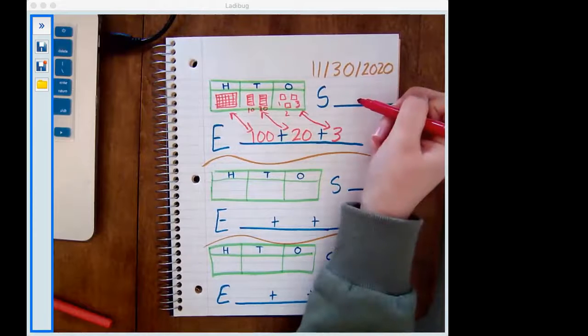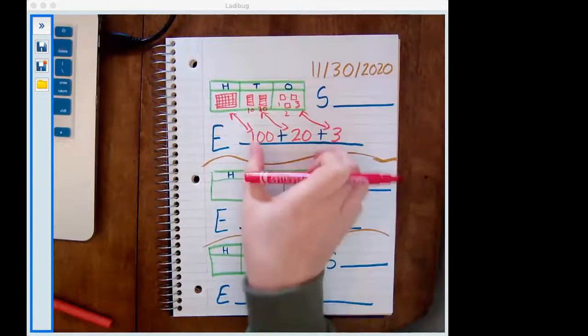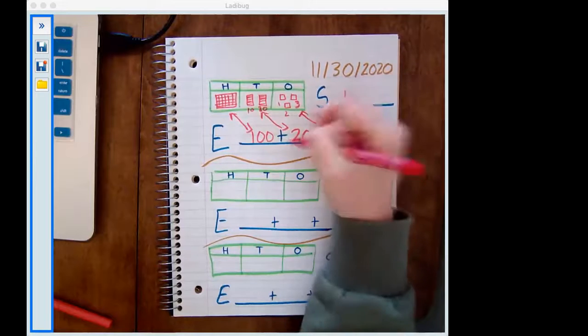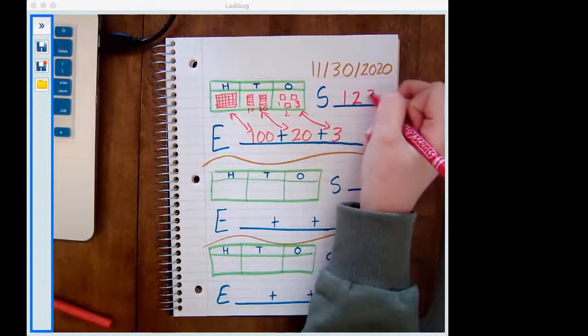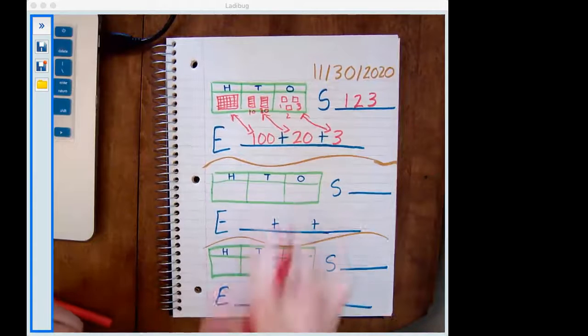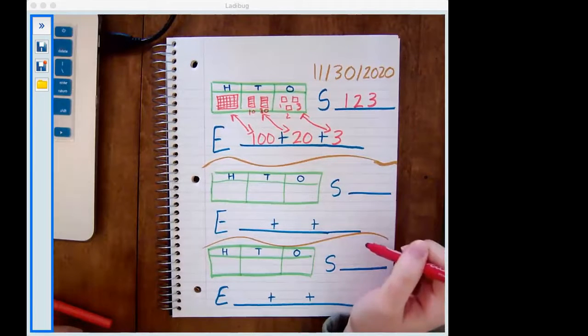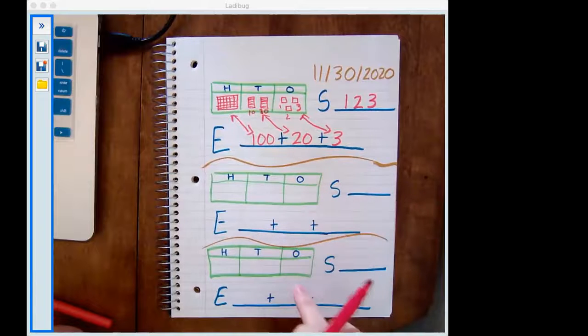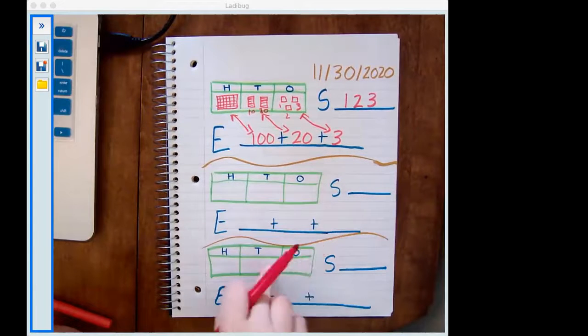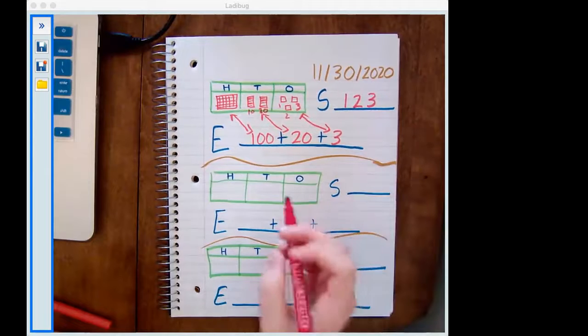And then for standard form, because we expanded it, we're going to squish these numbers together. So 123, just like that. Okay, and students are going to do that for the next 2. So I will give you the number here in standard form, and then students need to draw and write an expanded form.